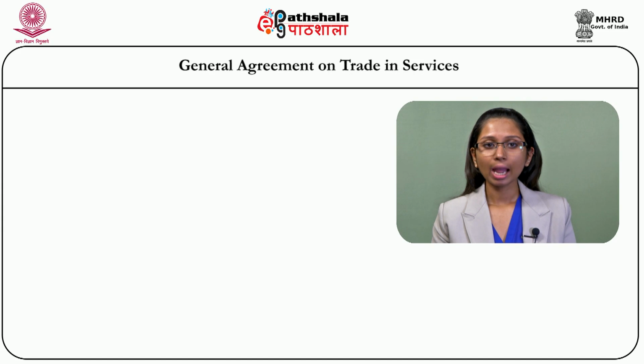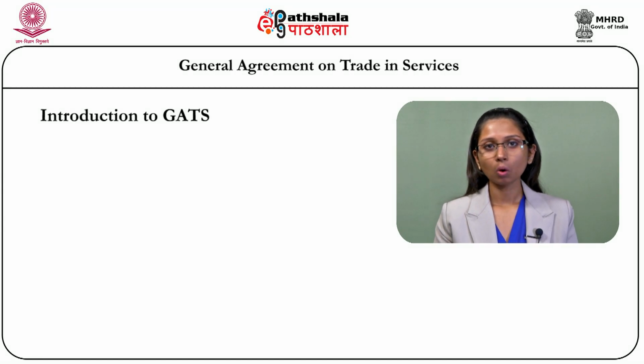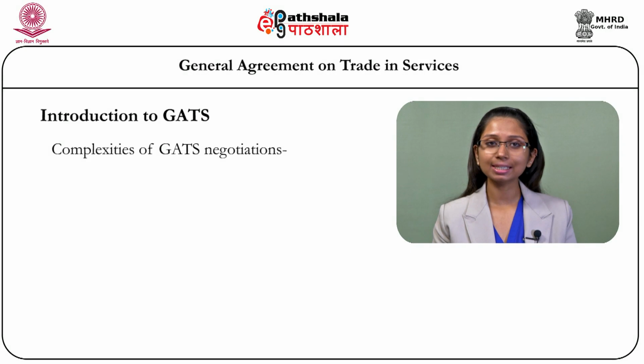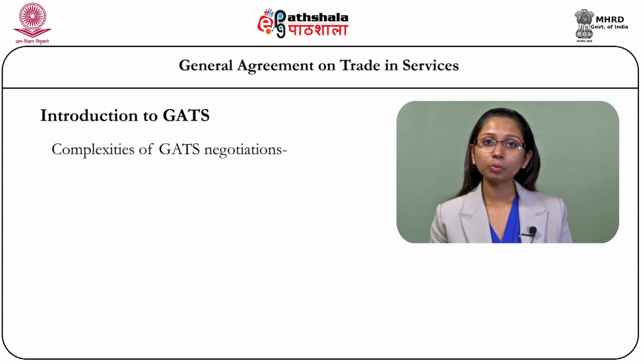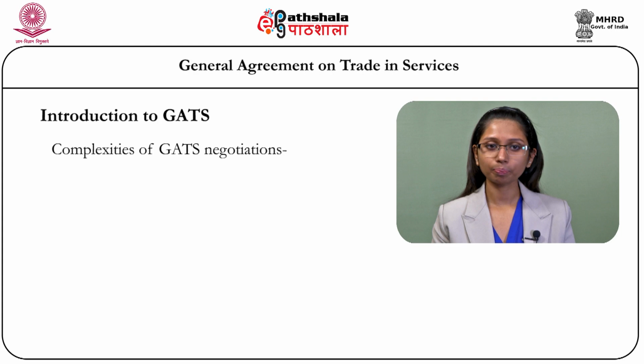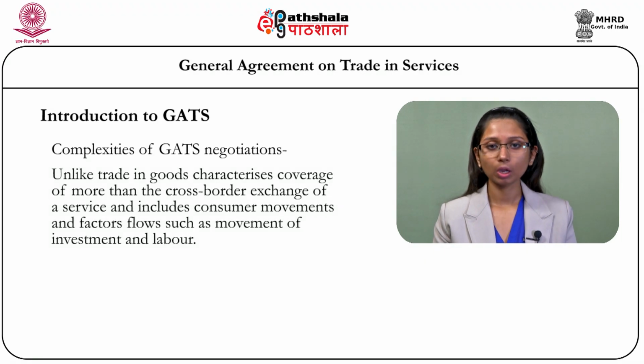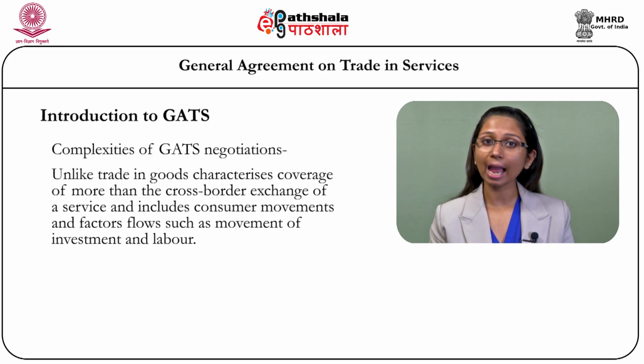To begin with, as a brief introduction to GATS, one must understand the complexities that were involved in the negotiation of the GATS process. The reason for the complexity is the basic difference between GATT and GATS. Now, unlike trade in goods, which is characterized by coverage of mainly goods, trade in services covers cross-border exchange of services, including consumer movements, factor flows, movement of investment, and most importantly, labor.